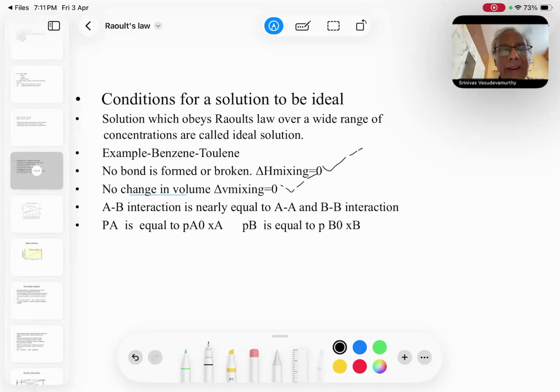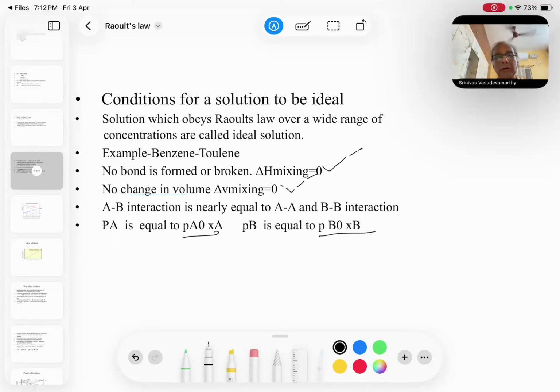Now let us say A is benzene, B is toluene. AB interaction in solution is nearly equal to AA or BB interaction. There's no change in the interaction here, no change in the environment here. So I can write PA equal to P naught A into mole fraction of A, PB equal to P naught B into mole fraction of B here. It's called an ideal solution.